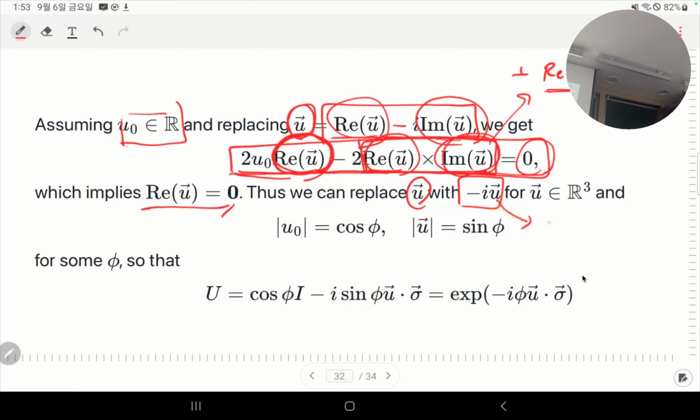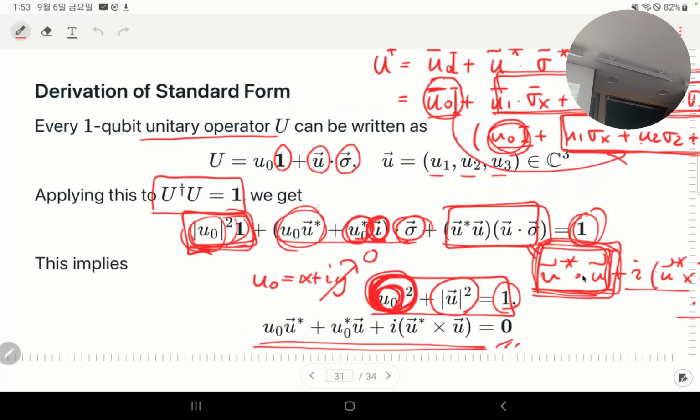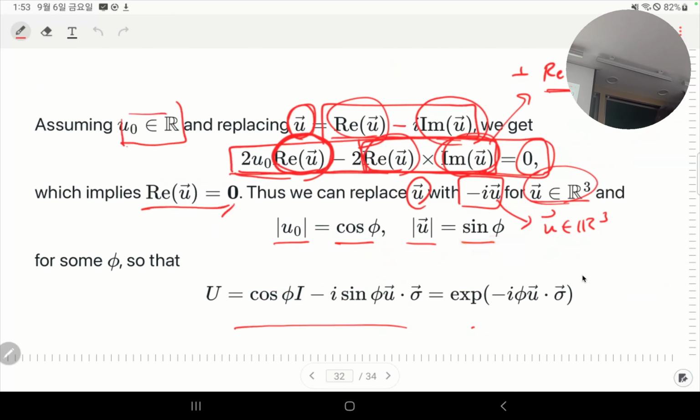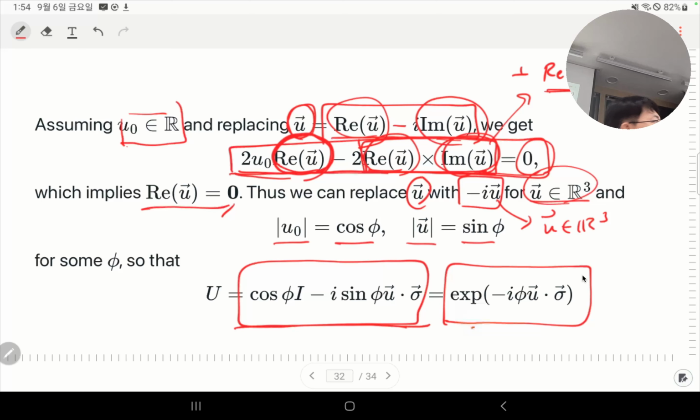And now assume that this u is in R3, as I already put it here. So if I replace the size of u0 with cosine phi and the size of the u vector with sine phi, then I get this equation. The reason I can do this is because I already have this equation: the sum of squares of each size equals 1. That's why I can replace this with cosine phi and this with sine phi. And then we have this expression. This expression is directly the expression of the exponential. So therefore, we prove the theorem.